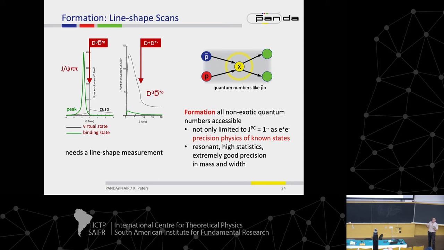So the basic idea is you have a peak which is almost at threshold. It's not clear if it's above or below the DD* threshold, and it's also not clear at the moment how much of the peak in J/psi pi pi is below threshold because of dispersive effects, because the DD* threshold is not open, or is this all below threshold and has a different nature? So this has to be mapped out, and I want to show you how we actually do that.